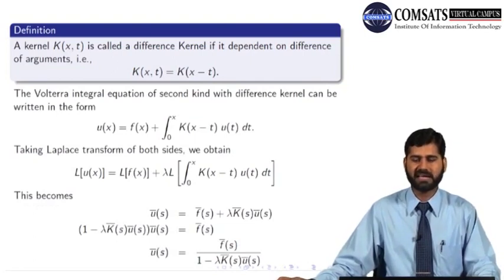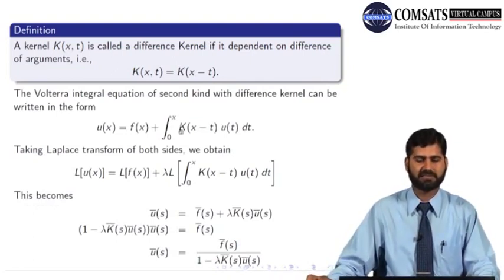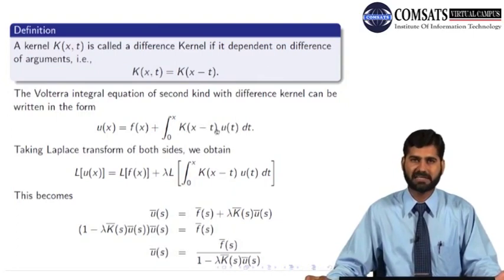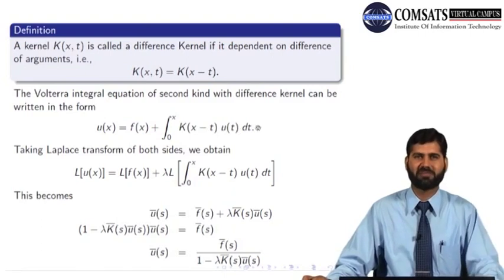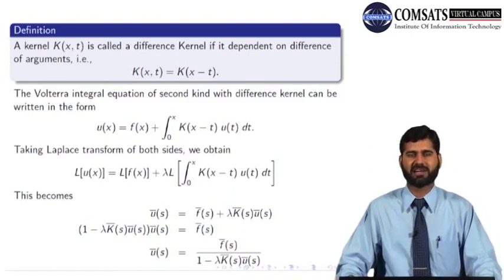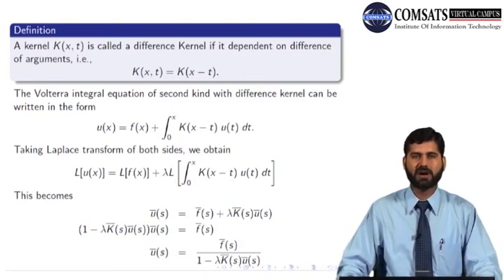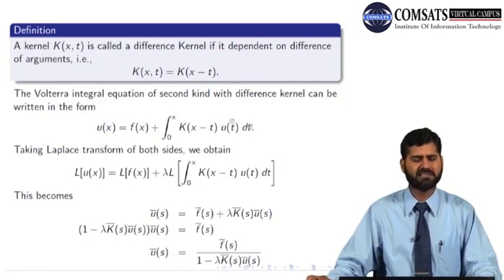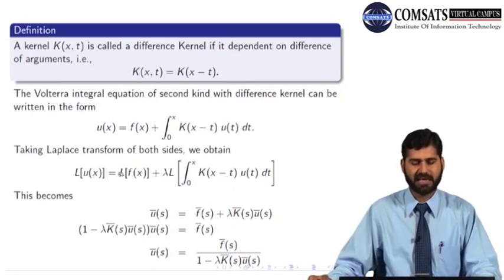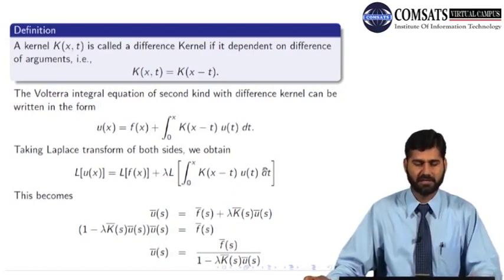The Volterra equation of the second kind with difference kernel can be written as this: u(x) is equal to f(x) plus lambda integral 0 to x. Now my kernel is not k(x,t). It's a difference kernel, so I can write k(x minus t) u(t) dt. And you are very much familiar with this Volterra integral equation. We have spent a handsome amount of time solving Volterra integral equations. Taking the Laplace transform of both sides, we obtain L of u(x), L of f(x), lambda L of this whole thing. This becomes u bar.